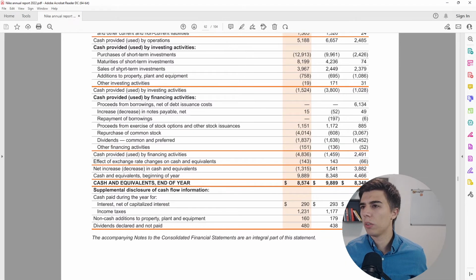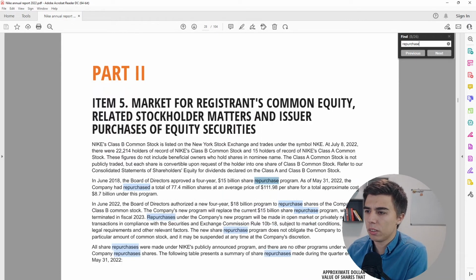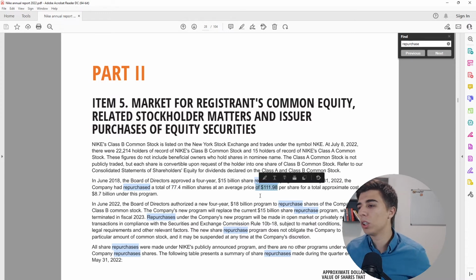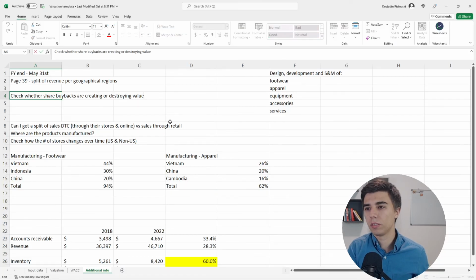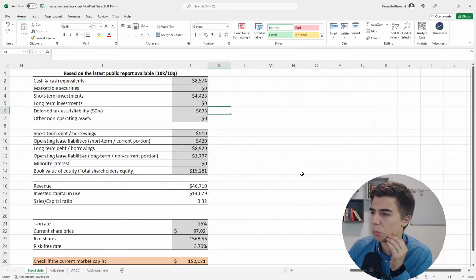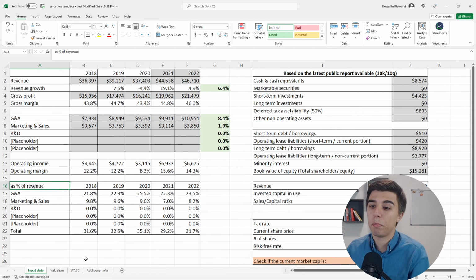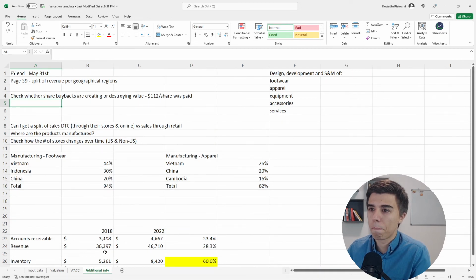And what I'll note as well is repurchase. Here's what we see. There was information that from the previous program that they had, they bought 77.4 million shares at $112 a share. So I'll note that down. $112 per share was paid. Today we saw it was at 97. So the share price today is cheaper than what they paid in the last 4 years.